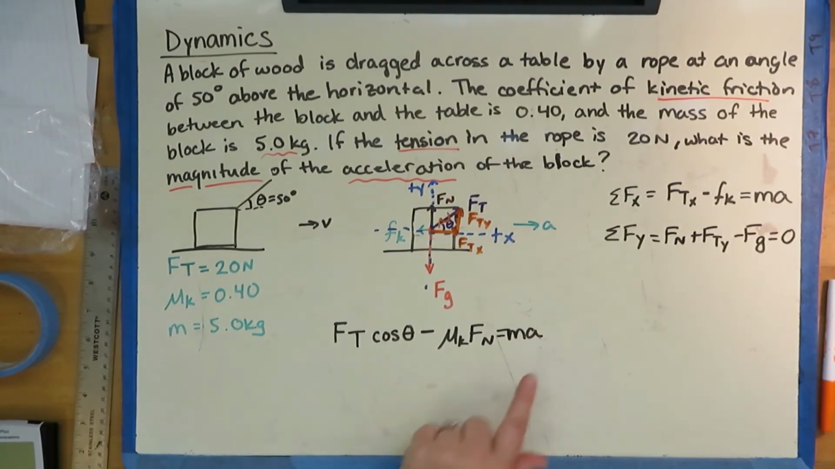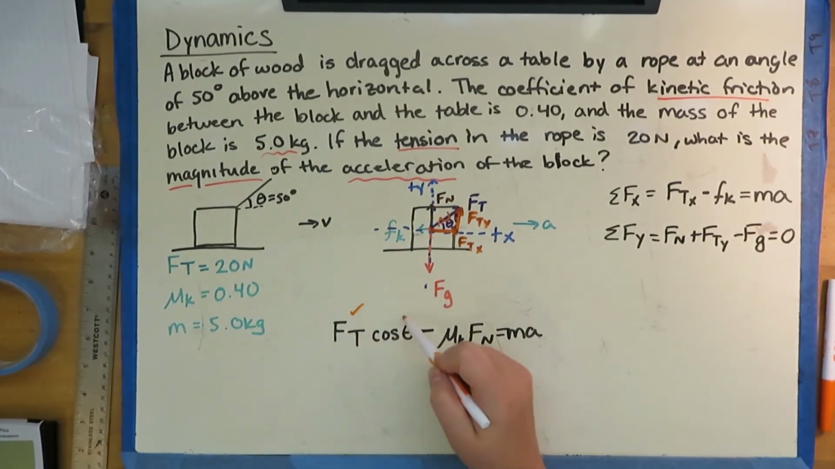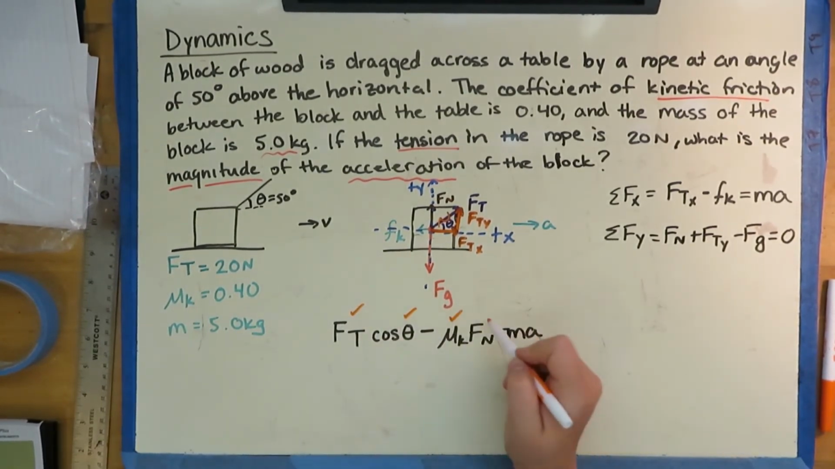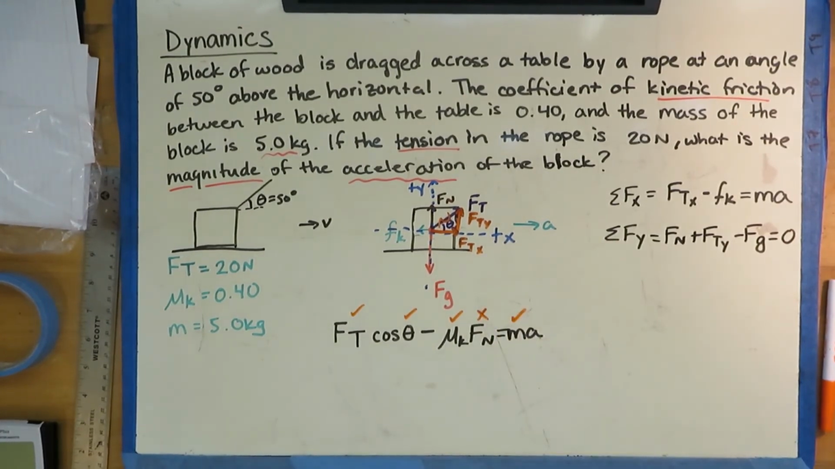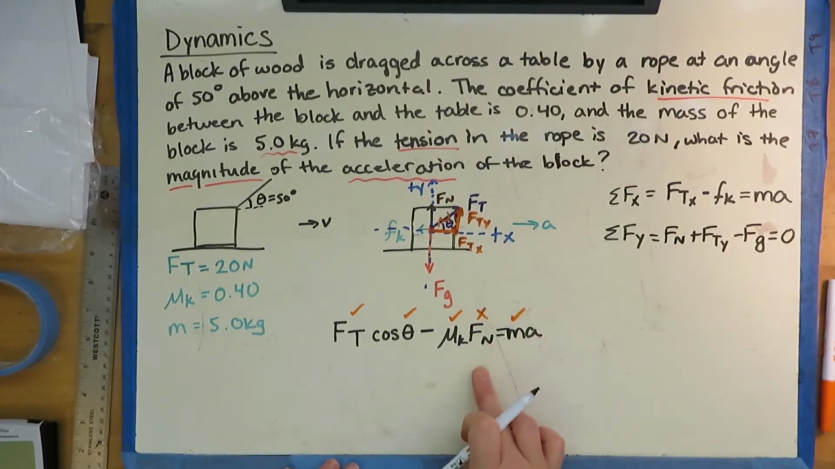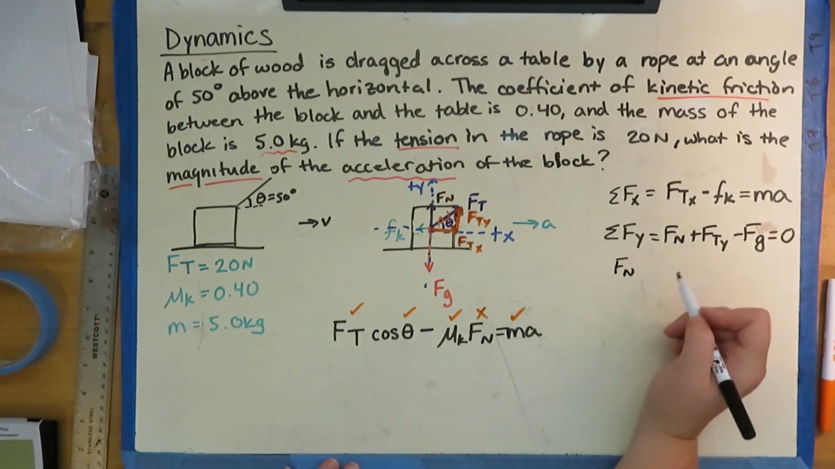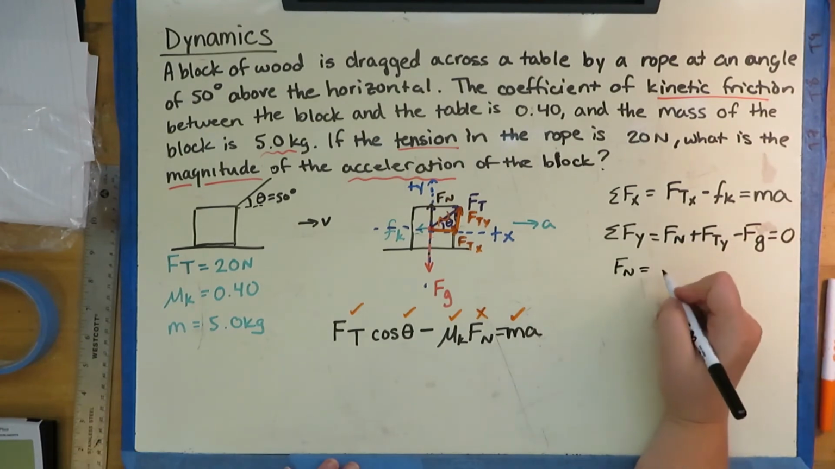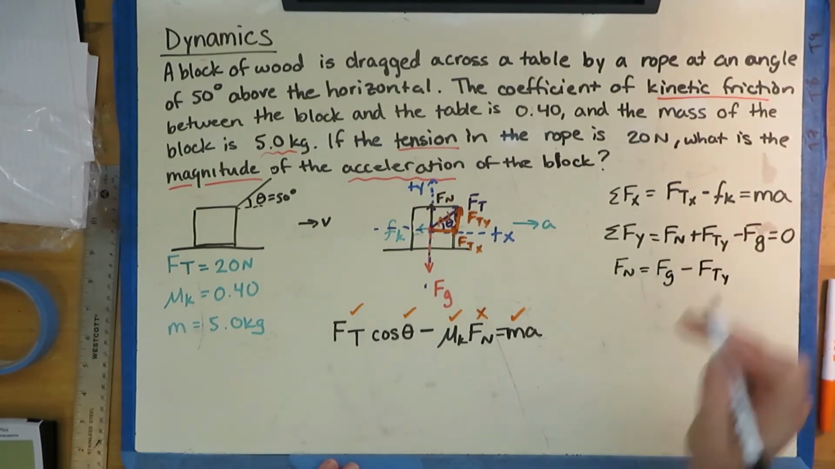So if I was looking for acceleration, do I have everything I know to use this equation? Well, I know my tension force, I know my angle theta, I know my coefficient. I don't know my normal force. I do know my mass. So I have two unknowns, so I need two equations. So I'm going to have to go over here and use this equation to find normal force. Well, I can solve for normal force, and I get normal force is going to equal Fg minus Fty, just solving this equation for normal force.